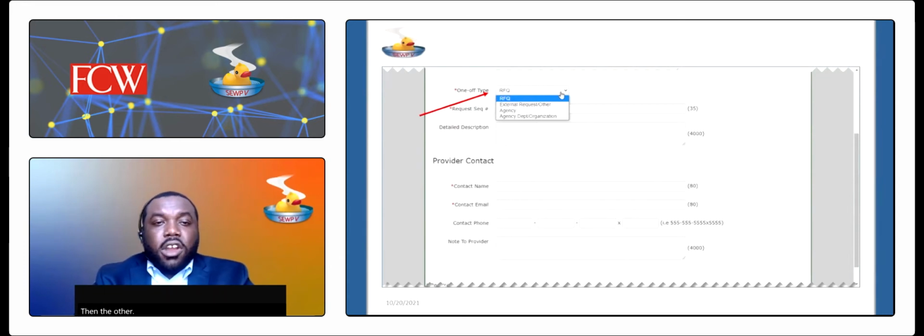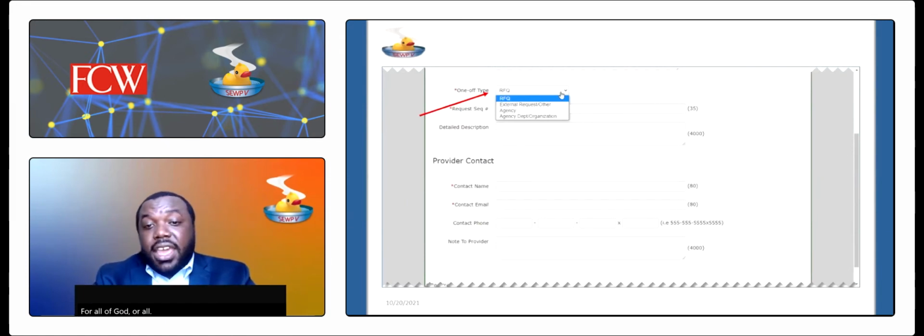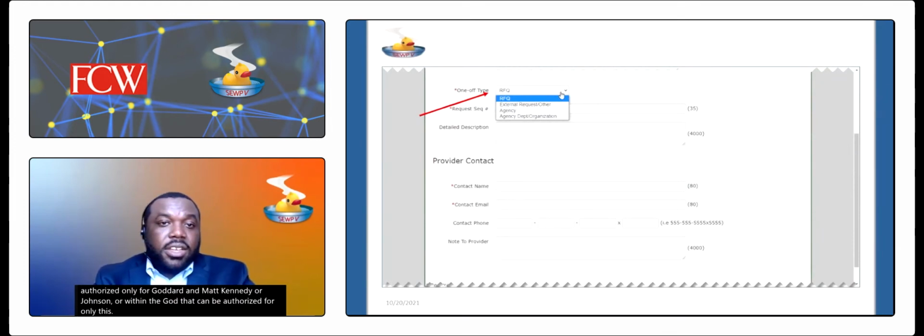Then the other type of one-off is an agency one-off. Essentially the contract holder can be authorized for an entire agency. So they can be authorized for all of NASA, or all of DOD, or all of the VA. Or the next option is to be authorized for a particular organization within an agency. For example, with NASA, they can be authorized only for Goddard and not Kennedy or Johnson, or within the DOD, they can be authorized for only DISA and not the entire DOD. So that type of situation is also available there.